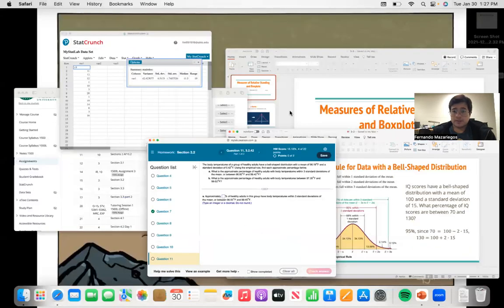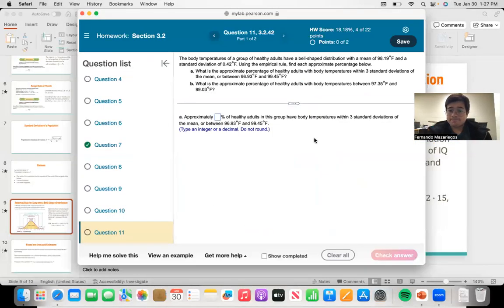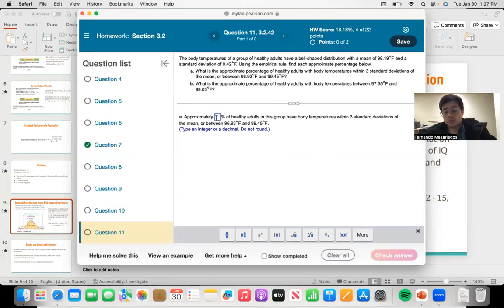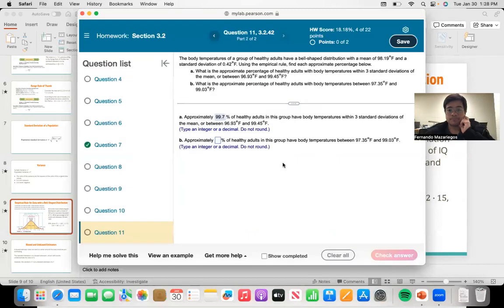We were given the mean and the standard deviation. So let's see what the questions are. Part A, what is the approximate percentage of healthy adults with body temperatures within three standard deviations of the mean? Just saw that is 99.7 by our empirical rule for data with a bell-shaped distribution. This is slide number 9, the notes.